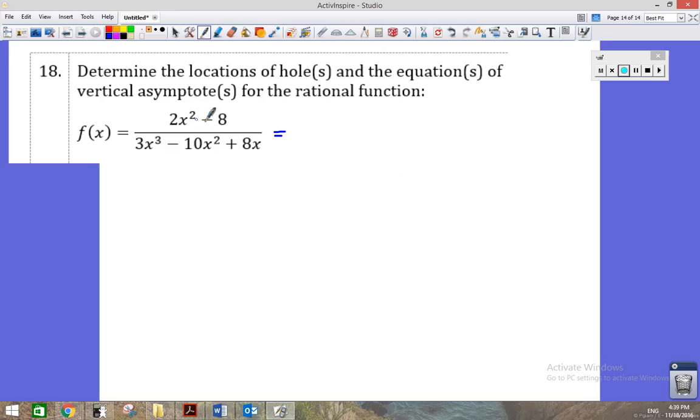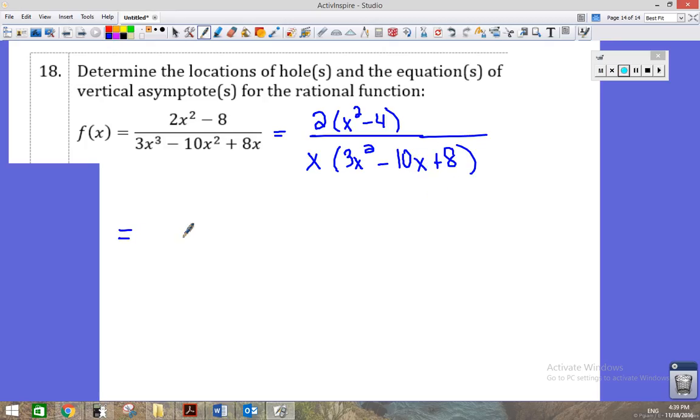I notice that both of these are divisible by 2. They're both even numbers. And then I have a difference of squares, so I'll be able to continue factoring. Here I have x that appears everywhere, so I can factor that out and get 3x squared minus 10x plus 8.